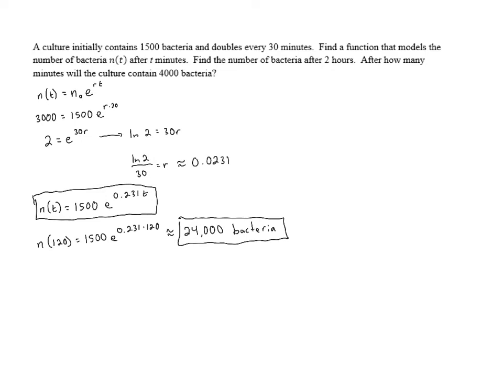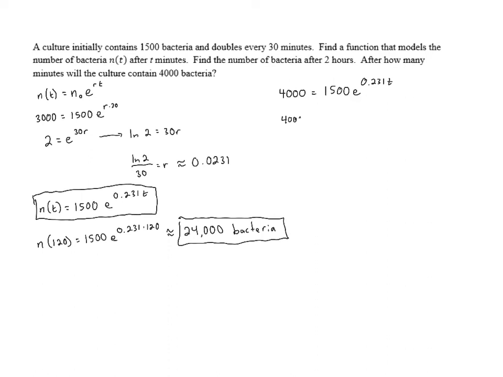Now, the other question will take just a little bit more work. After how many minutes will the culture contain 4,000 bacteria? In this case, 4,000 is our function value, and we need to solve 4,000 equals 1,500 times e to the 0.231 t power. To get the exponential expression alone, we divide both sides by 1,500.